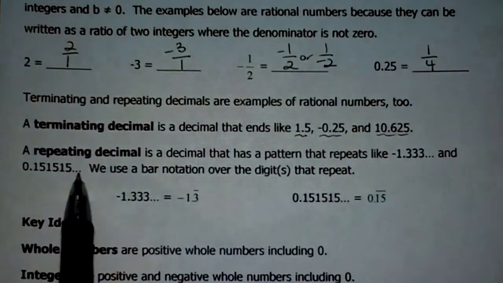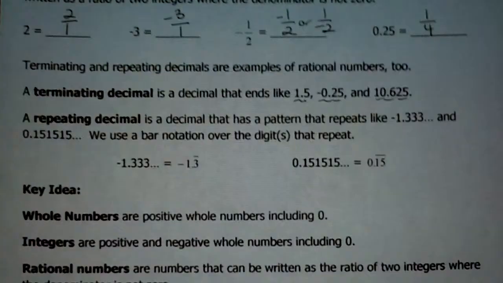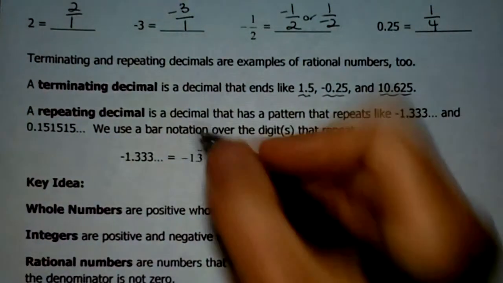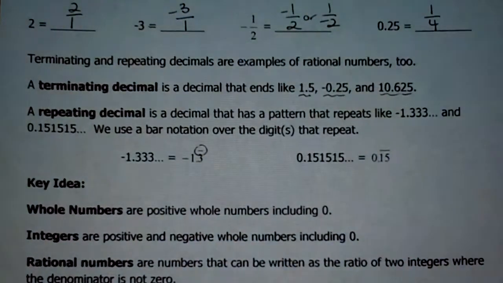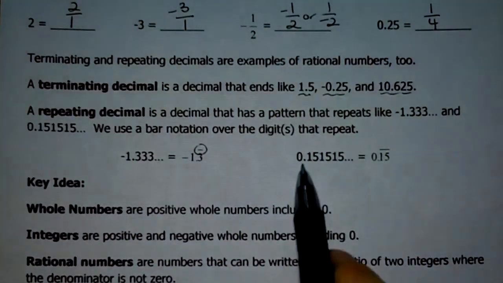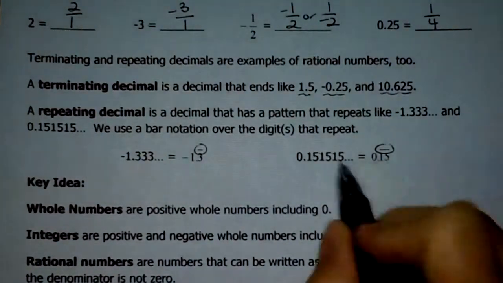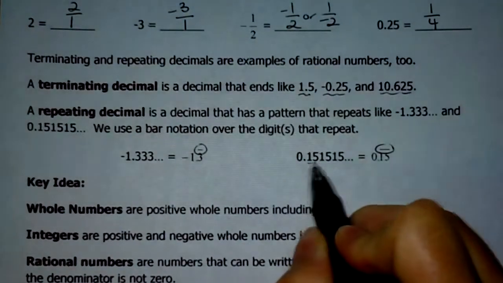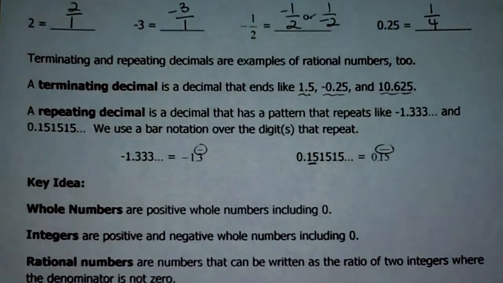So instead of making those dots and writing the digits a bunch of times, all we do is put a bar over the digits that repeat. So instead of writing negative 1.333 dot, dot, dot, we're going to put a bar over the digit that repeats to show whoever's looking at this that, yeah, this is a repeating decimal, not terminating. Terminating decimals aren't going to have that bar over the top or the little dots. Instead of writing this all out with the dots, you can just put a bar over the 1 and the 5 because the 1 and the 5 are repeating. So you can't just put it over the 1, you can't just put it over the 5, you have to put it over both of them.